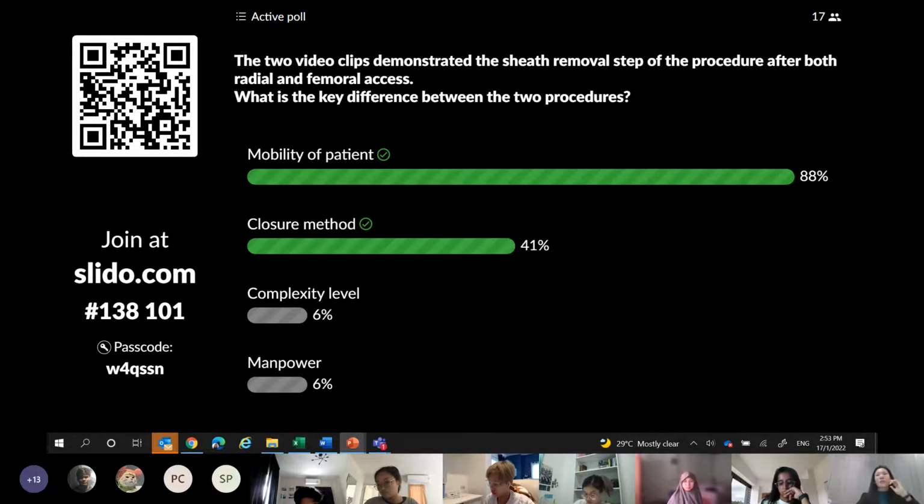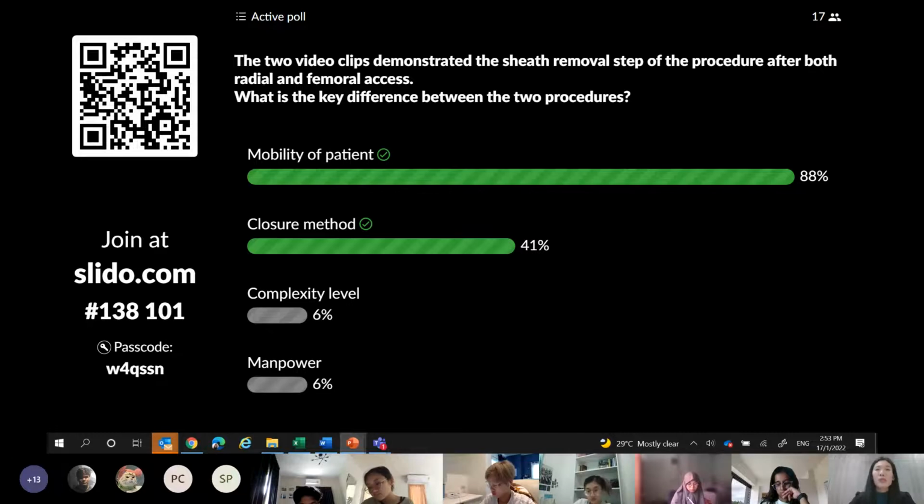Your arm is just, you can walk, right? You can still walk to the toilet even though your arm needs the bandage. It doesn't matter. But if it's on your leg, on your groin, you cannot stand up and move very, very quickly after the procedure. So that's the greatest difference between the femoral and radial access.